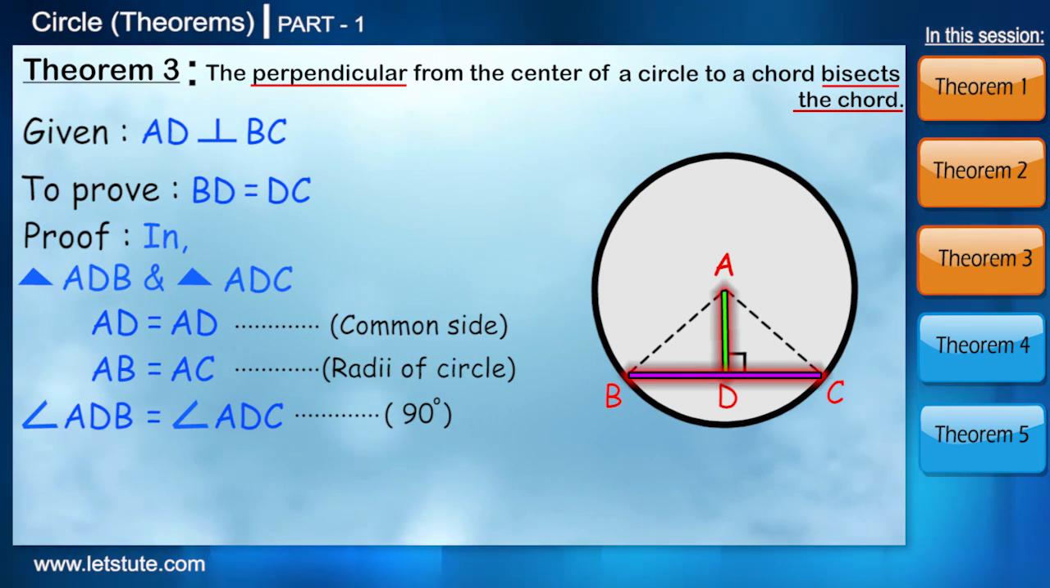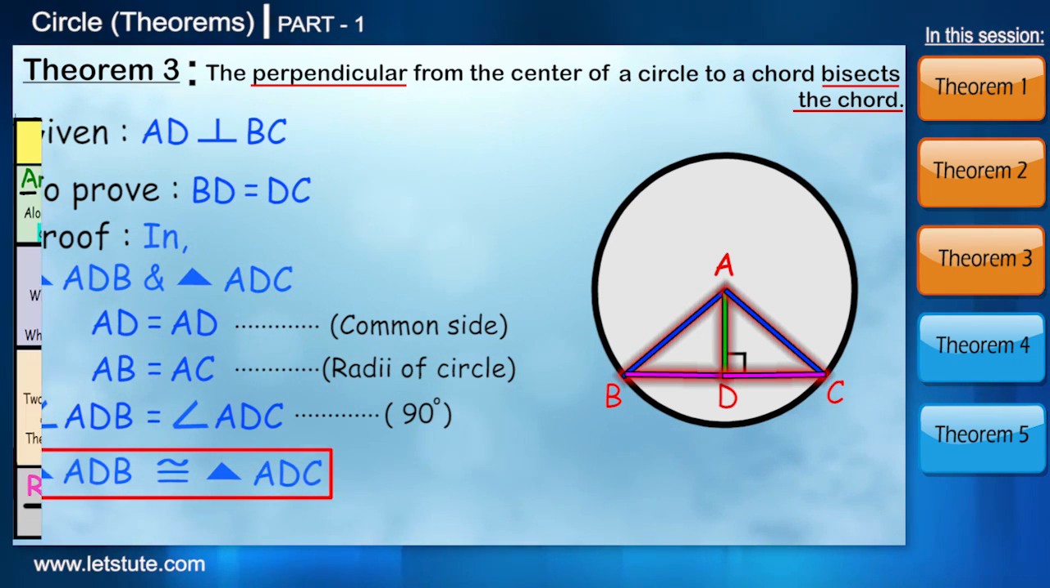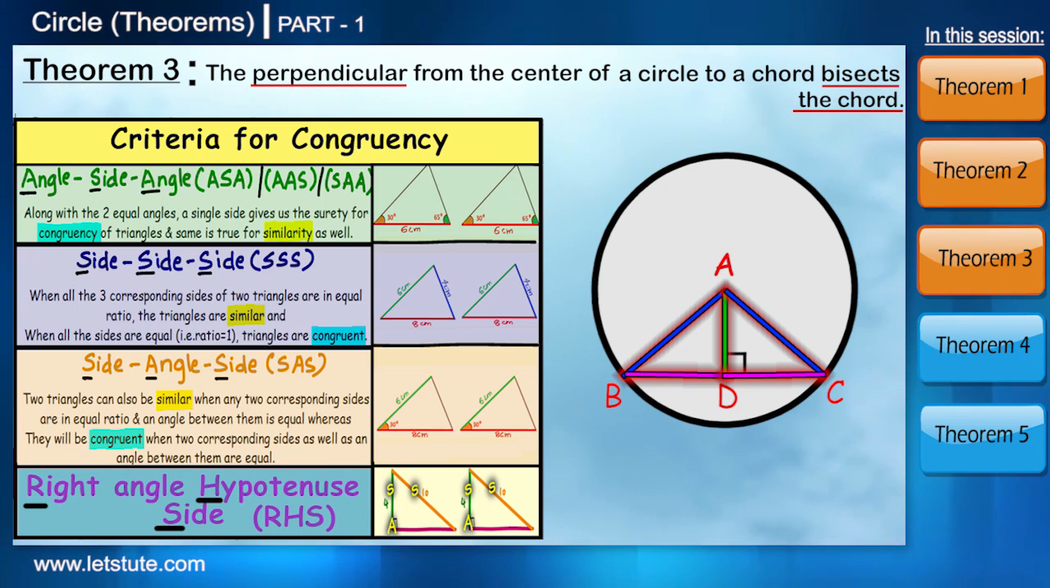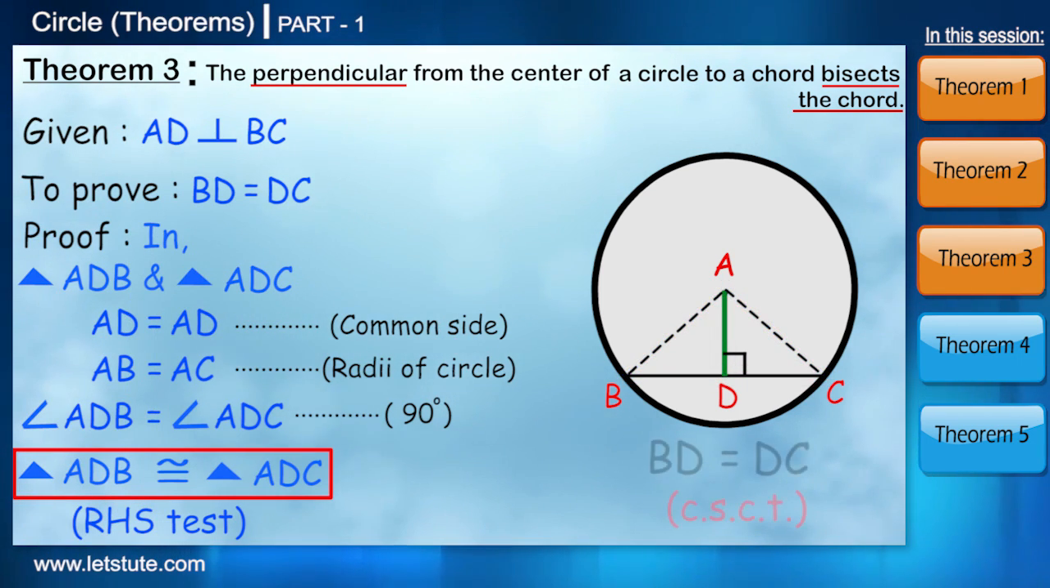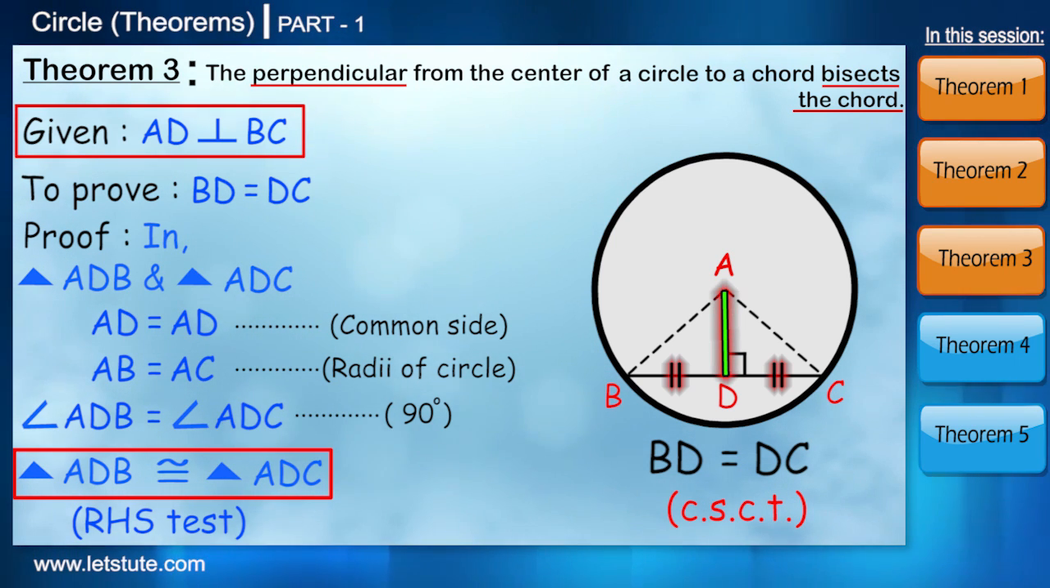So from this we can say that both the triangles are congruent by RHS criteria of congruency. Now since both the triangles are congruent, BD is equal to DC. Now since BD is equal to DC, we can say that D is the midpoint of chord BC. Hence we can say that AD is the perpendicular bisector of chord BC.